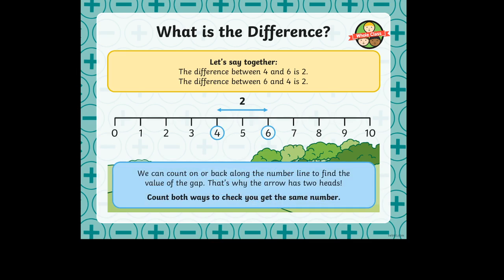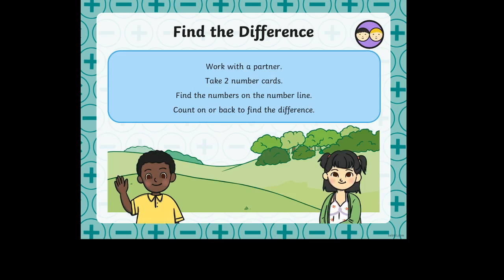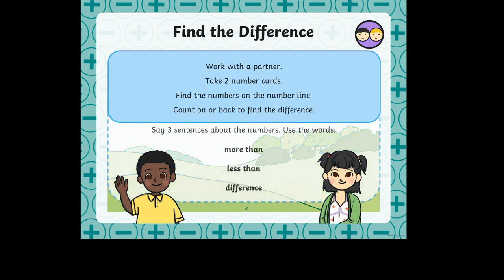So we can count back or on a number line to find the value of the gap. That's why the arrow has 2 heads. Count both ways to check you have the same answer. Okay, we're not going to do this, so I'm going to move on from there.